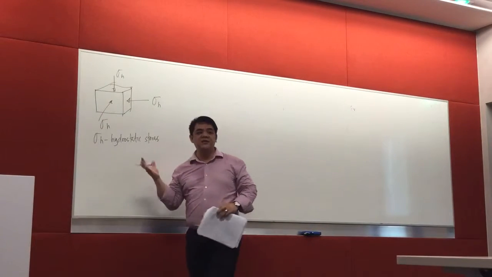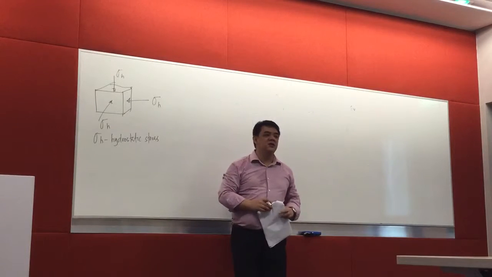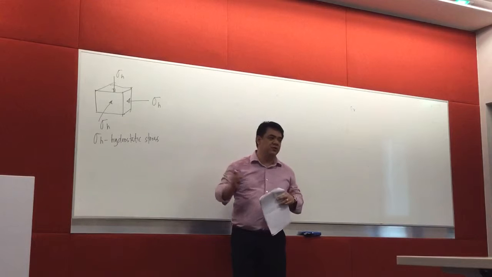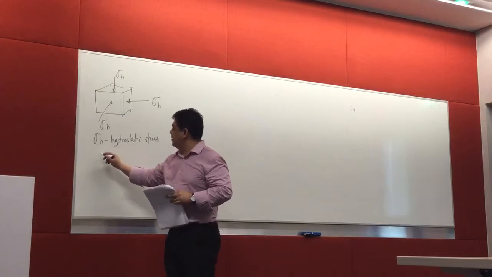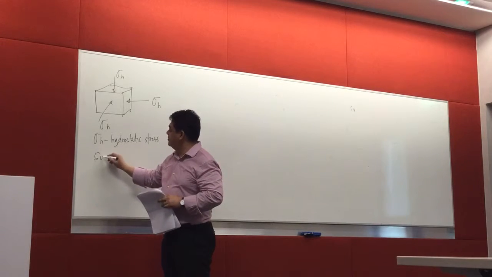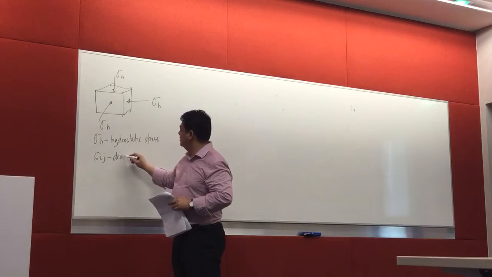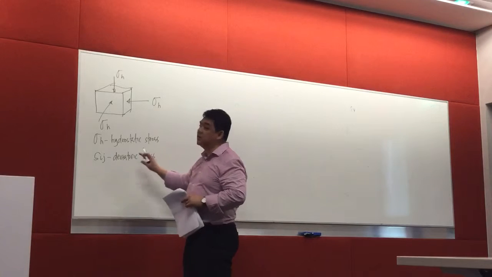So we have a hydrostatic stress wherein this changes the volume of the material. So what about the stress that causes distortion or change the shape of our material? We have that deviatoric stress. So how do we obtain this one?